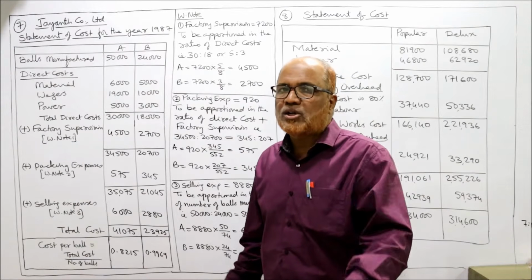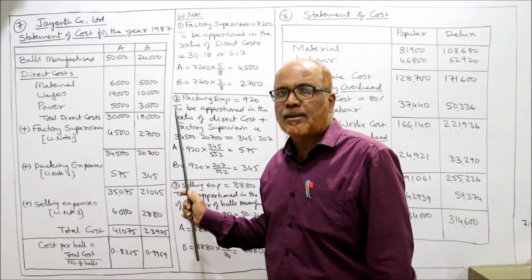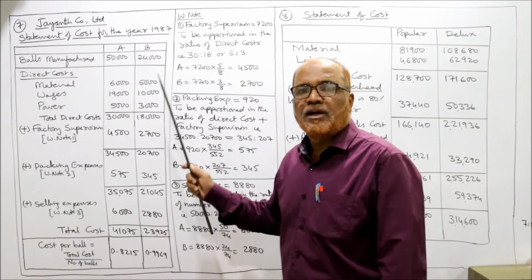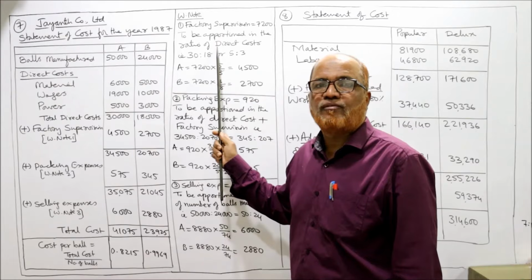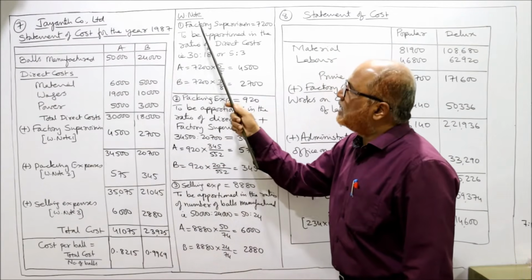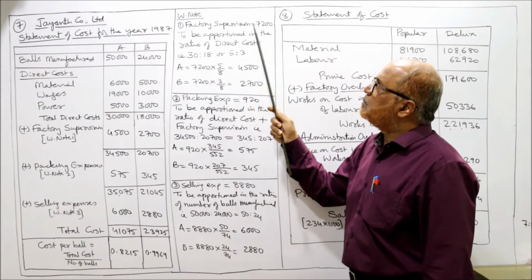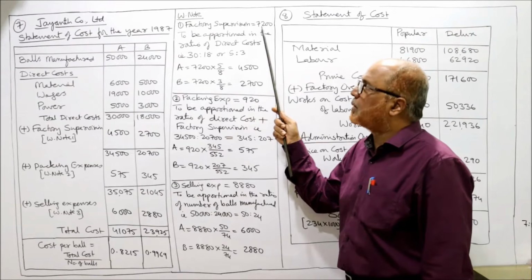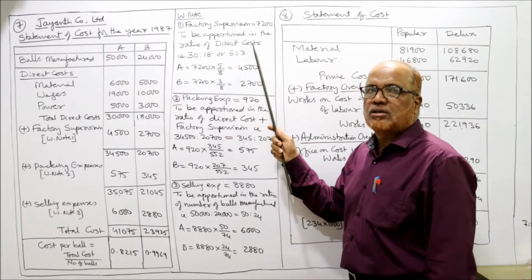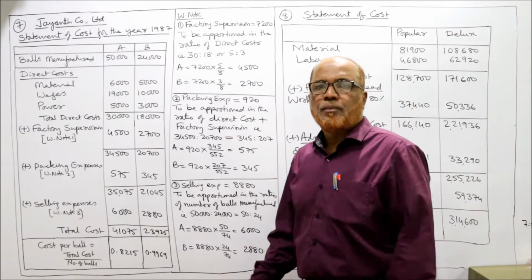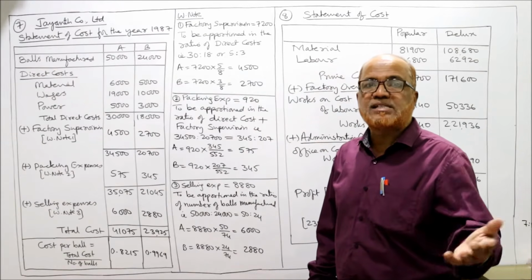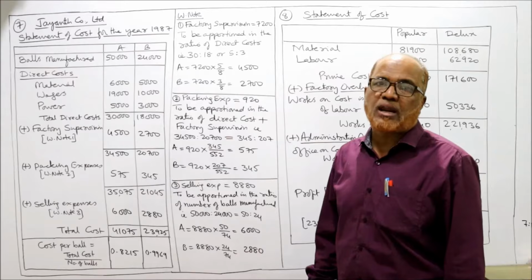Those 7,200 should be apportioned between A and B. तो कैसा apportion करेंगे? In the problem it is given it should be apportioned in the ratio of direct cost. Working note number 1. So here in working note number 1, factory supervision 7,200 given in the problem to be apportioned in the ratio of direct cost. This is also given in the problem. Problem में दे दिया instruction कि फैक्ट्री सुपरविजन को कैसा डिवाइड करेंगे, डायरेक्ट कॉस्ट के रेशियो में.